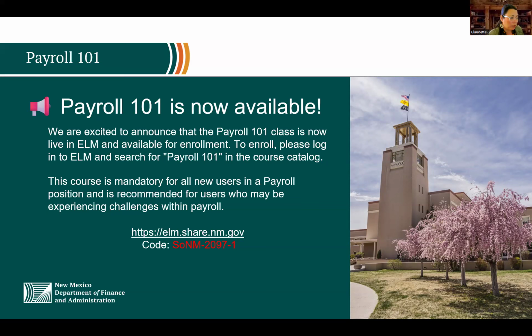And Naomi Baldonado is asking for a link to the FSS admin form. That is located on our central payroll website. I'm putting a note here. I can send you the link after the session for the FSS admin form. Do you also need a copy of the POC form or just the FSS admin form?